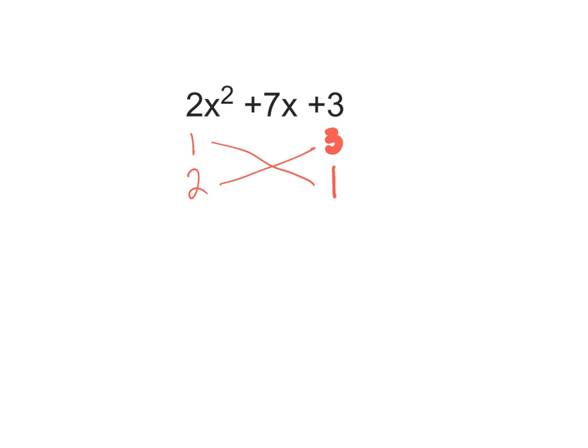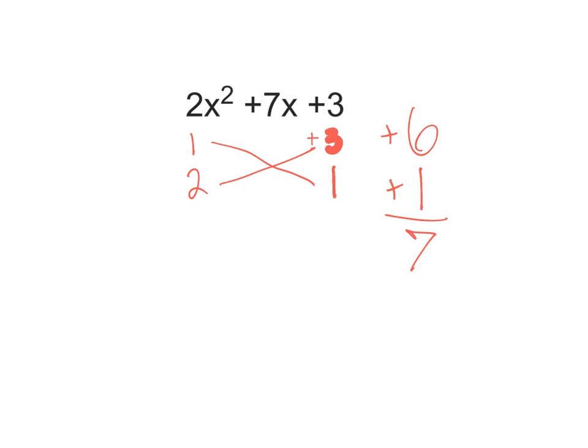Okay? Now cross multiply. Let's see what we get. Okay, 2 times 3 is? 6. 1 times 1 is? Does 6 and 1 ever make 7? Yes. Yep. Now is it going to be positive, negative? What's it going to be? Positive 6 and positive 1.